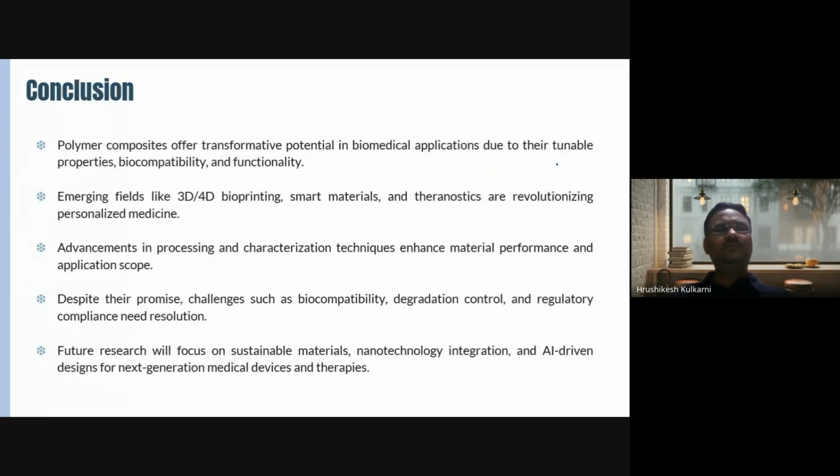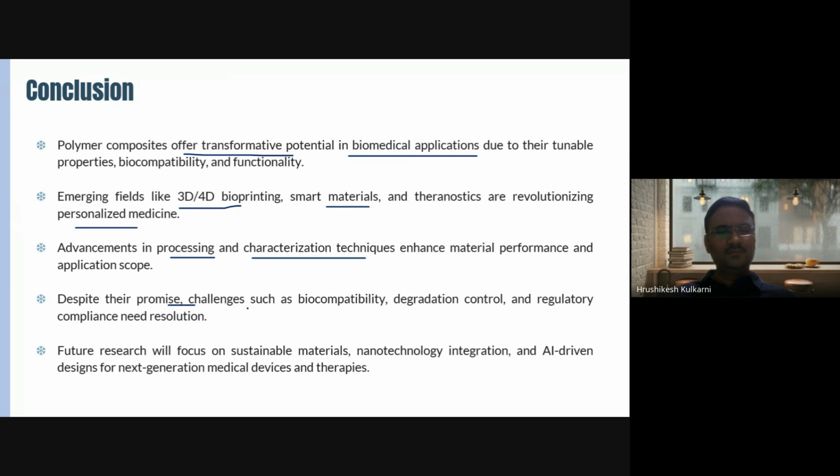The conclusion of this presentation is that polymer composites have a wide range of applications in the biomedical area. You can go for 3D, 4D bioprinting, smart materials, which can revolutionize this area. Advanced processing and characterization techniques are already available in India. You have to just search for them. There are many research facilities shared by, as I said, IITs, NITs, private premier institutions, IISER. They are helping us with research. We just have to search and follow up.